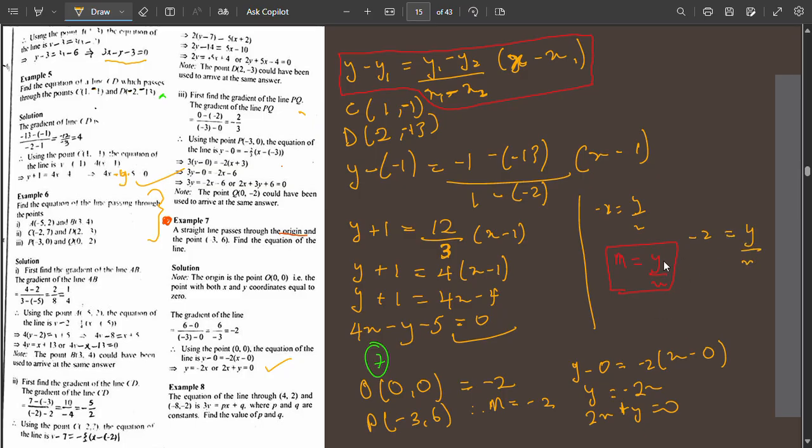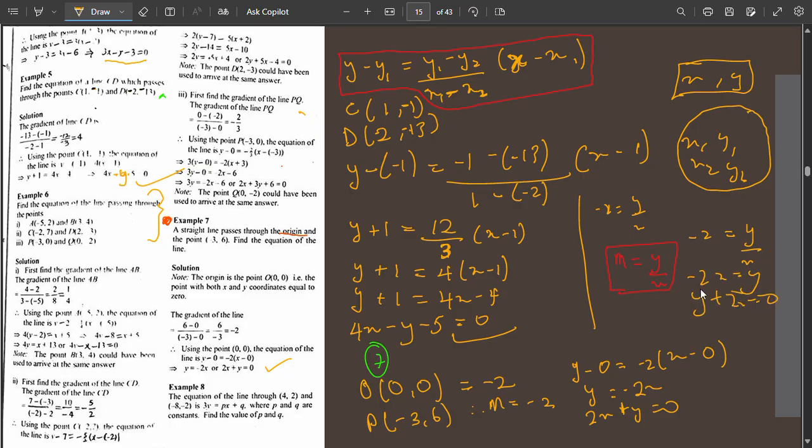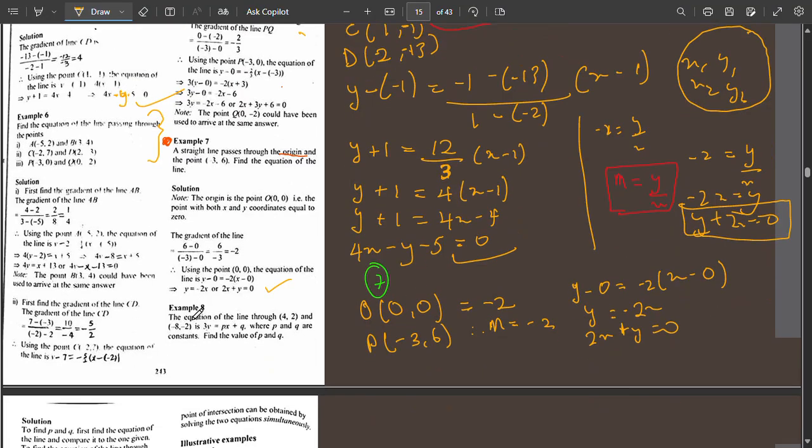Please note that y and x will always be variables. However, x1, y1, x2, y2, these are the ones that will be substituted. But for x and y, they will always remain x and y. We need them in the equation. So it will be like this. Then you cross multiply and simplify, so we have -2x is equal to y. That means y plus 2x is equal to 0. So this is a simpler way to approach this question.